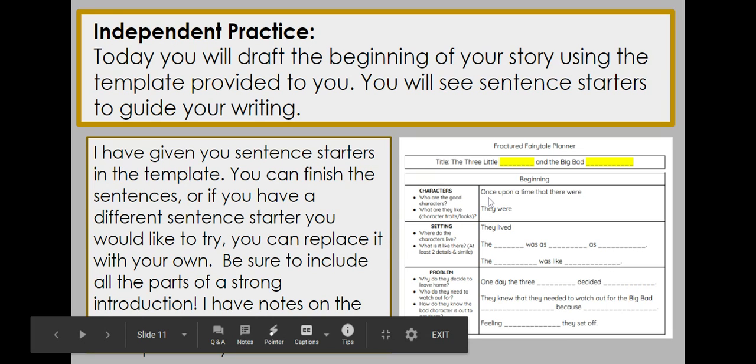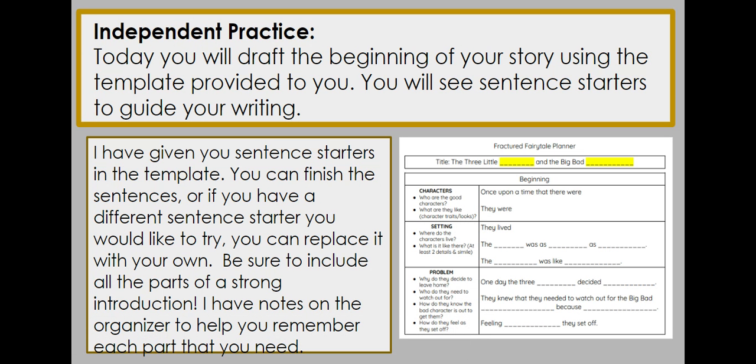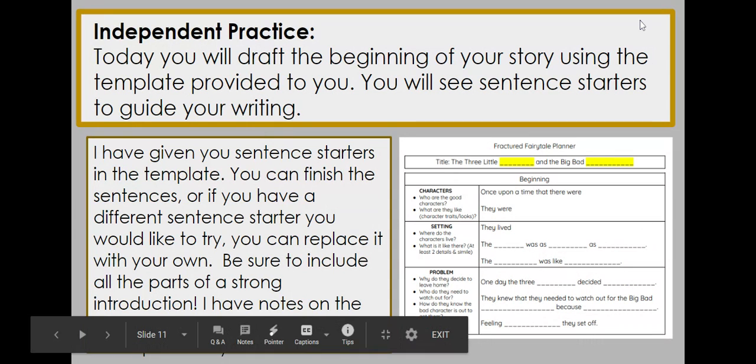Okay, when you are done with your assignment for today, make sure you turn it in. I'm excited to see how you stretch those ideas from your plan with details. All right, it's time to start writing.